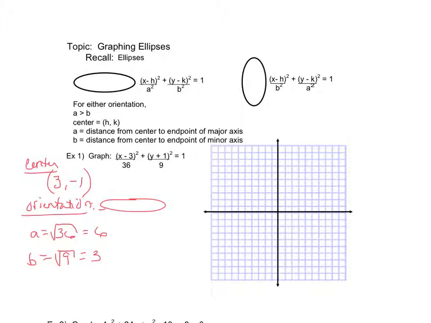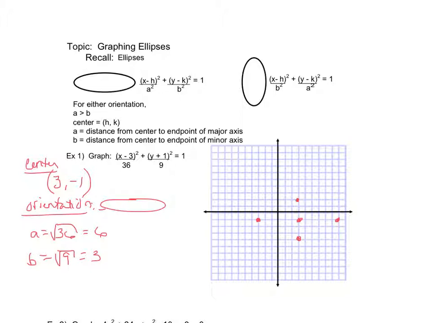In order to graph this, I'm going to plot my center, over 3 down 1. From there, I'm going to take my A and go horizontally 6, and then I'll go vertically 3. So horizontally 6 gives me 1, 2, 3, 4, 5, 6, and 1, 2, 3, 4, 5, 6. And then vertically 3. I know to do that because of the orientation, because the x squared term is above the larger value.